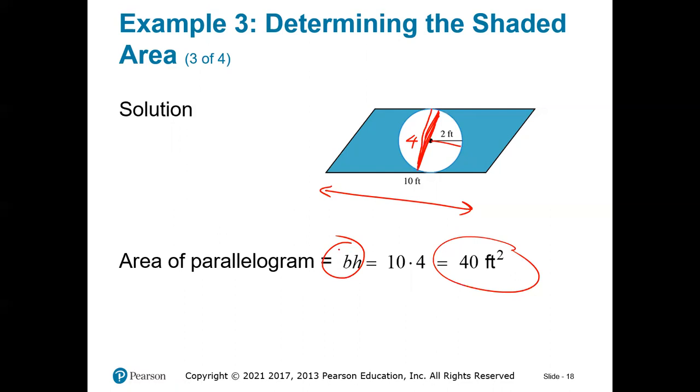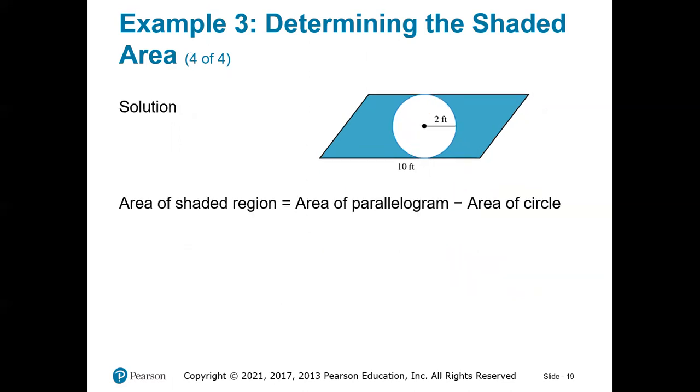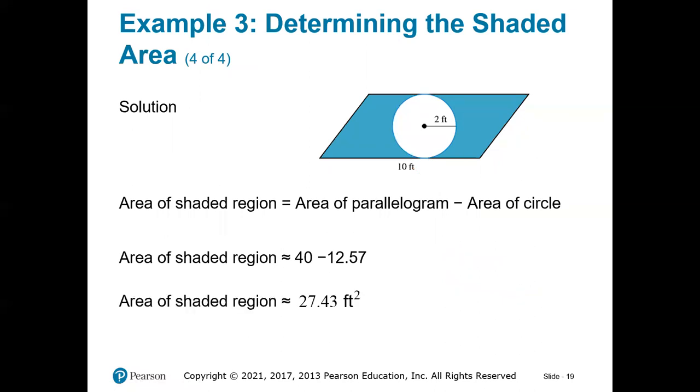But from that, we need to subtract the area of the circle, which is pi times r squared. So pi times 2 squared is 4 pi. If you use the calculator, put 4 times the pi button, which is almost 3.14, you will see that this is 12.57. So the answer should be 40 minus 12.57, which is approximately 27.43 square feet. So that's the area of the blue region, of the shaded region.